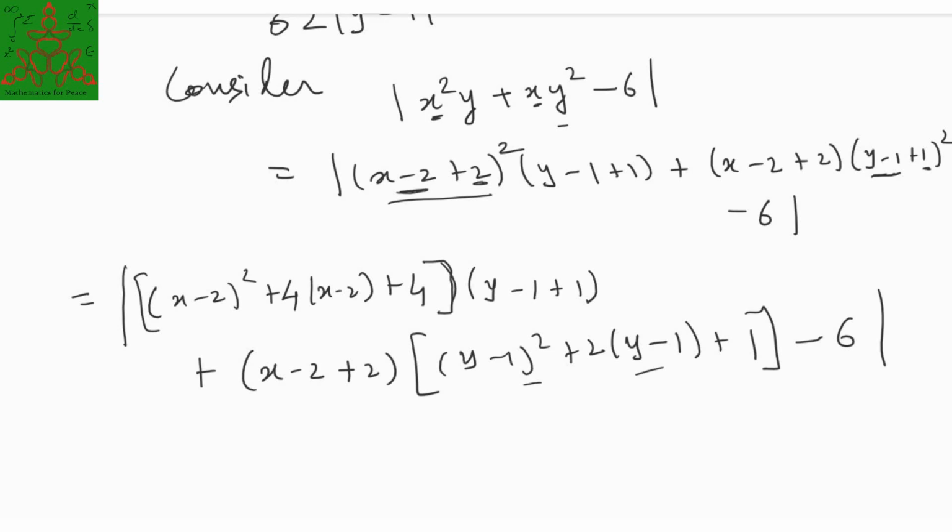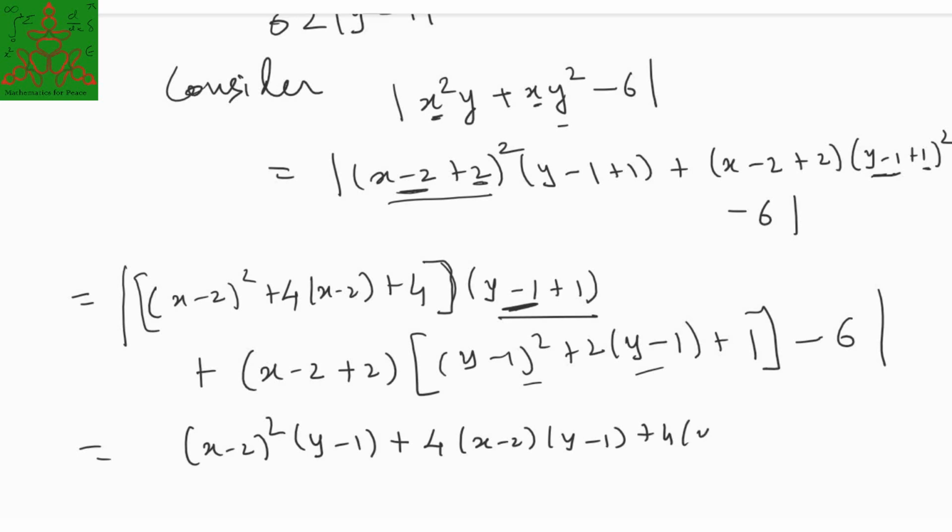Now if you multiply this bracket with this, what you will have is x minus 2 square into y minus 1. First of all, this y minus 1 will multiply each of these quantities, plus 4 into x minus 2 into y minus 1, plus 4 into y minus 1. So this y minus 1 is multiplied with all these 3 that we have here. Now this 1 is multiplied with all these 3, which gives x minus 2 whole square plus 4 into x minus 2 plus 4.